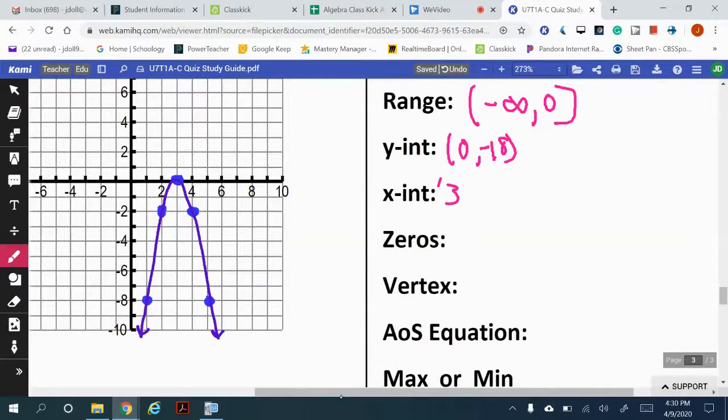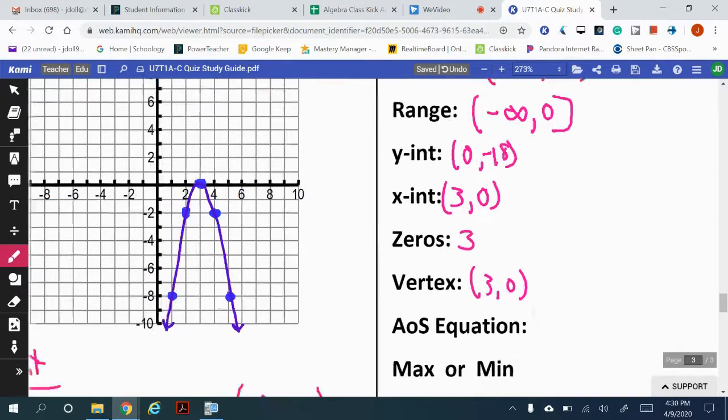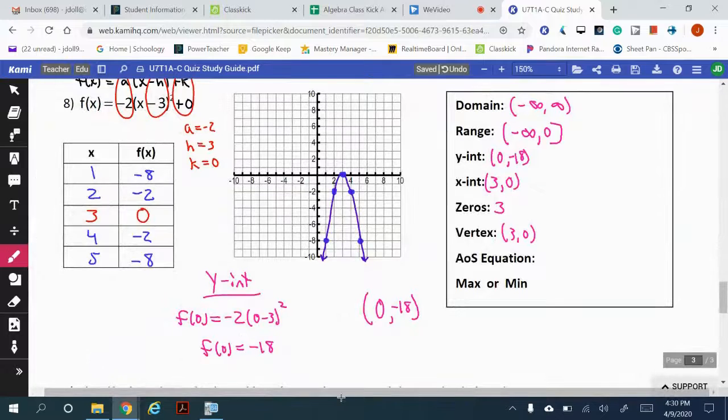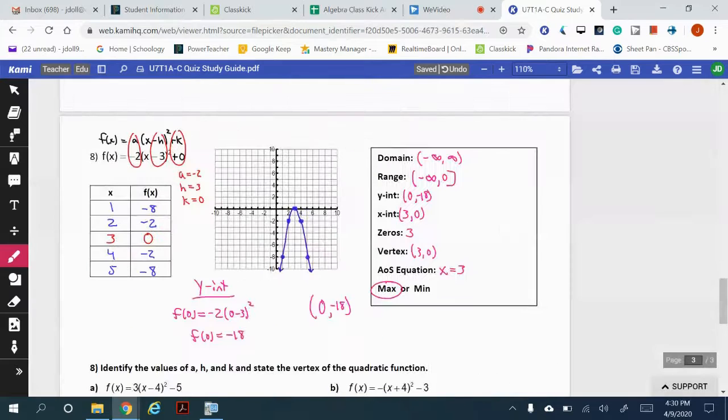X-intercepts. Now, because the vertex is also an x-intercept, I'll kill two birds with one stone here. We know that there's only going to be one x-intercept, which means we're only going to have 1, 0. The axis of symmetry, again, always x equals 3, and in this case, it's a maximum. So that's what we got there.